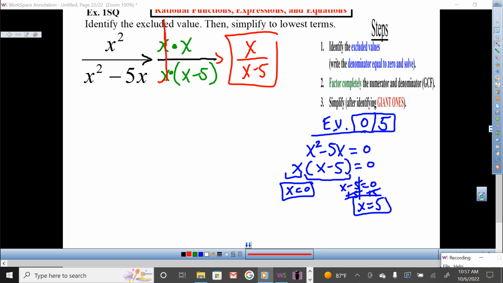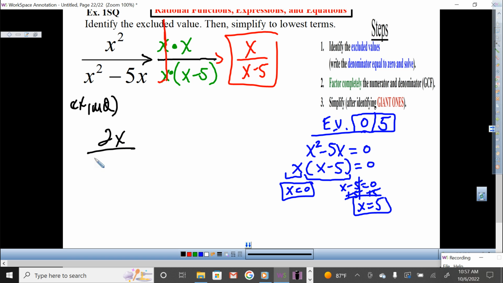All right. Let's see how you do with this one by yourself. Example 1 mega Q. We got 2x over x squared plus 7x. Find me the excluded values, and then from there simplify to lowest terms. Go.